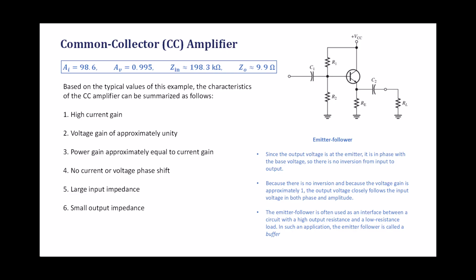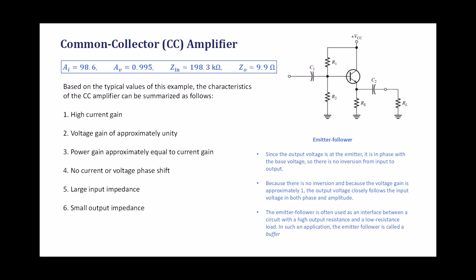Now look at the practical circuit on the right. This is the emitter-follower configuration with R1 and R2 setting the DC bias point, Re as the emitter resistor, coupling capacitors C1 and C2 and RL as the load. Since the output voltage is taken at the emitter, it's in phase with the base voltage, so there is no inversion from input to output. And because there is no inversion and because the voltage gain is approximately 1, the output voltage closely follows the input voltage in both phase and amplitude, which is exactly why we call it an emitter follower.